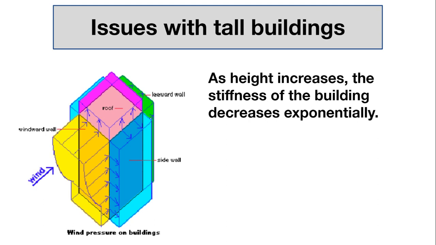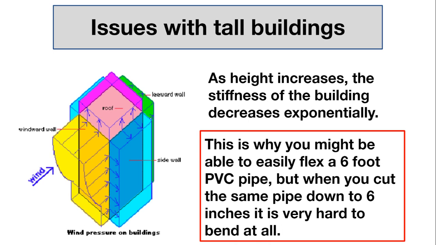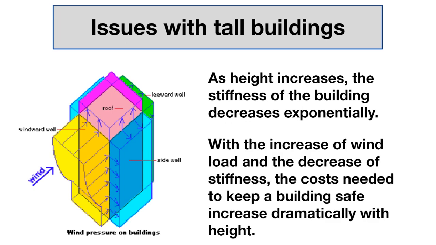But as height increases, the stiffness of a building decreases exponentially. A way to think about that is if you're in the middle of the mesa room and you find one of those long PVC pipes, and as a lot of you love to do, you start shaking it around, it's easy to flex, right? But if you cut that 6-foot PVC pipe, or however long it is, down to a 6-inch one, it's much harder to bend. Buildings work the same way. As they get taller, they're much more flexible and lose a lot of their stiffness. So not only does the wind load increase, but we lose stiffness. The cost to keep a building safe increases dramatically with height.